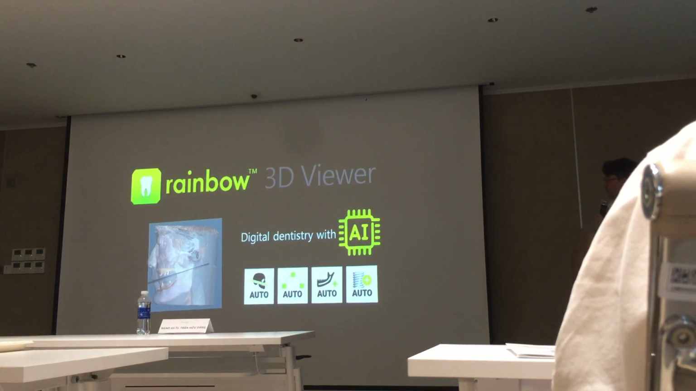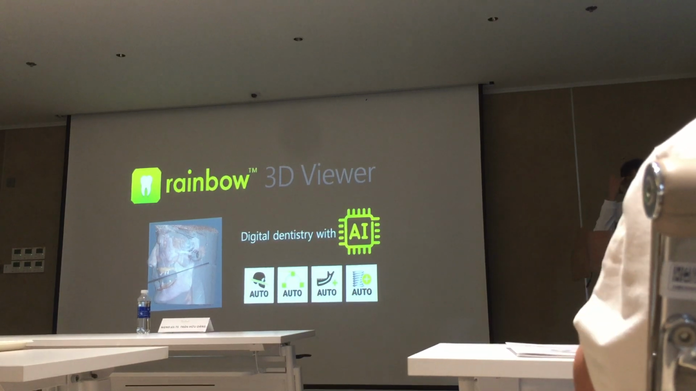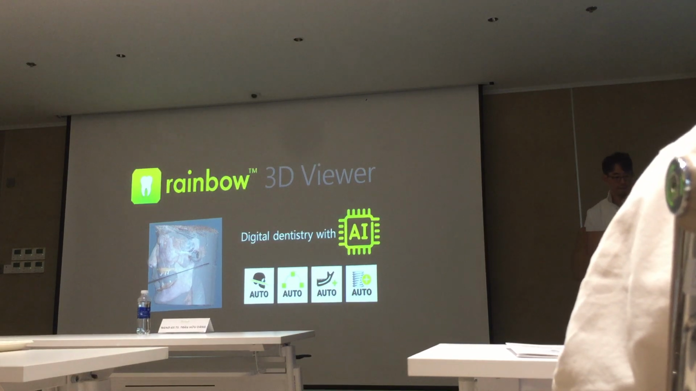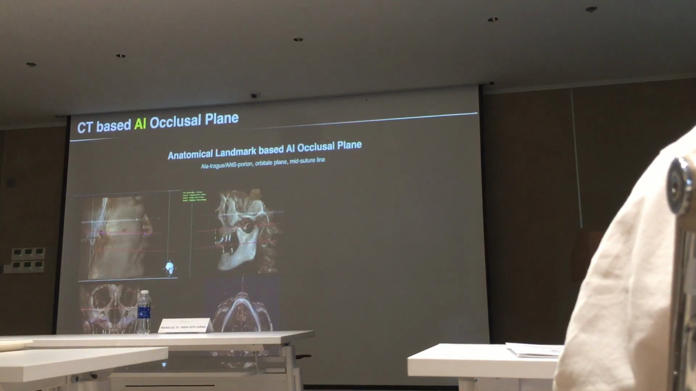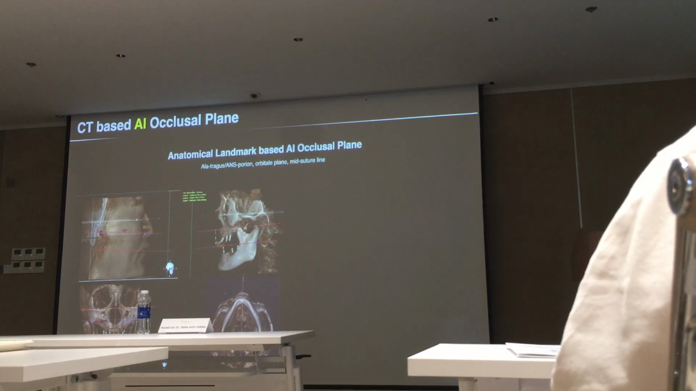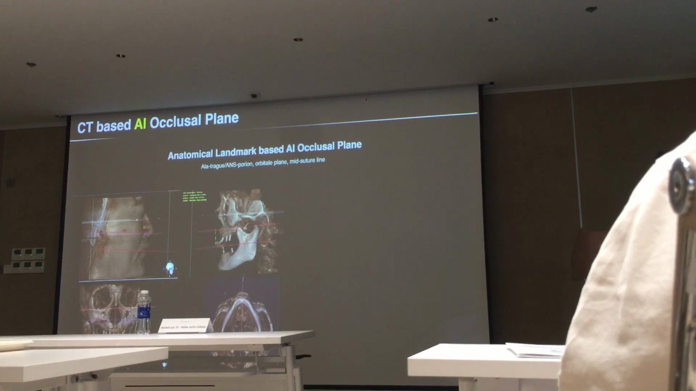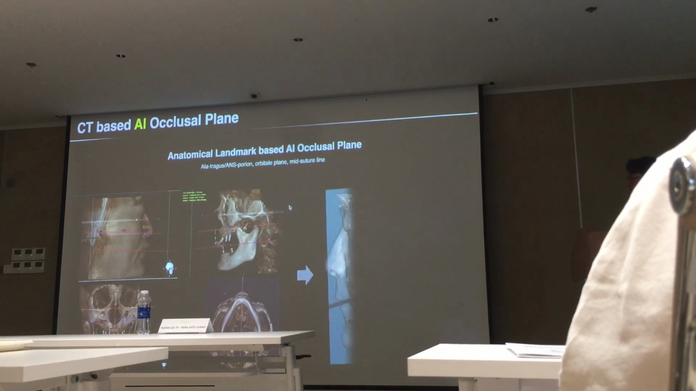This Rainbow 3D Viewer also has AI technology in it, and it can automatically find our occlusal plane. It uses ala tragus line, infraorbital plane and mid palatal suture line.